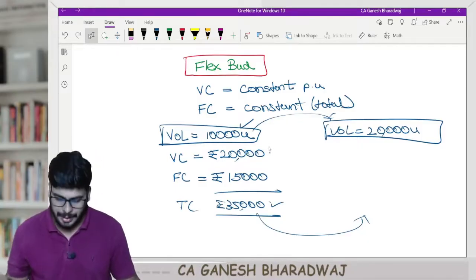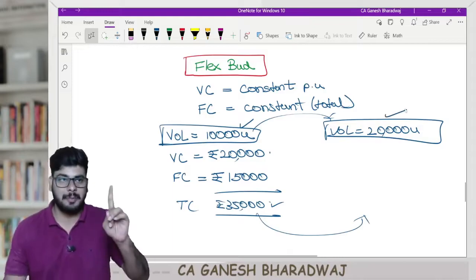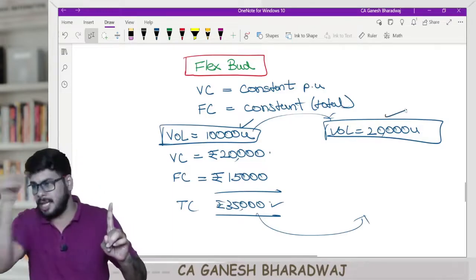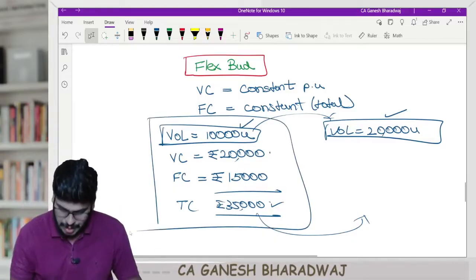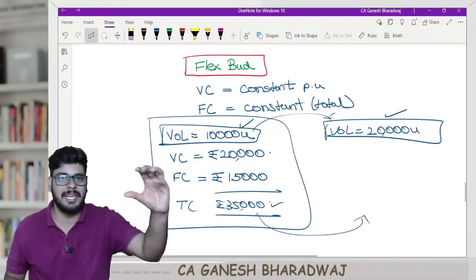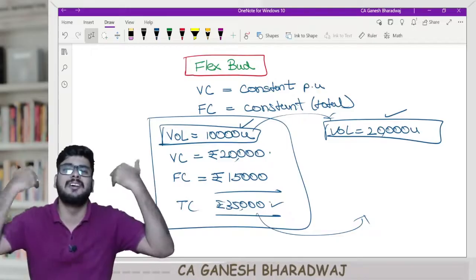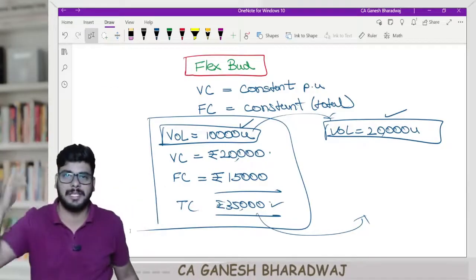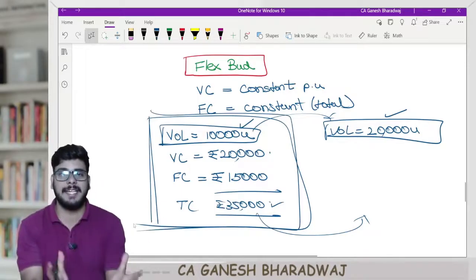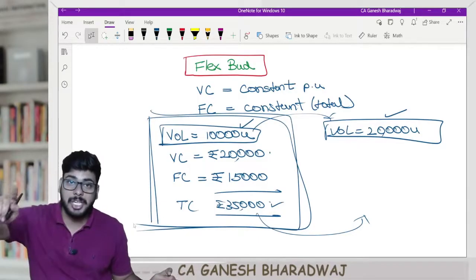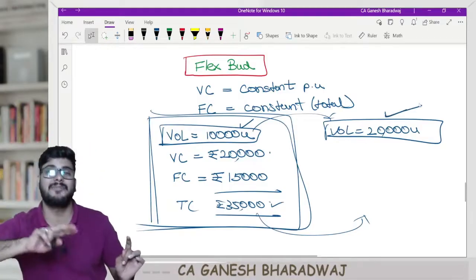Clear with this, right? So now in this case, for me to prepare the budget for any other volume level, for the given volume level, I will present the variable cost on a per unit level and fixed cost on a total level. If I have this, for any different volume level I can prepare the budget. Now the budget given here in the question is called a static budget, and the budget that we now need to prepare for a different output level is called a flexible budget.